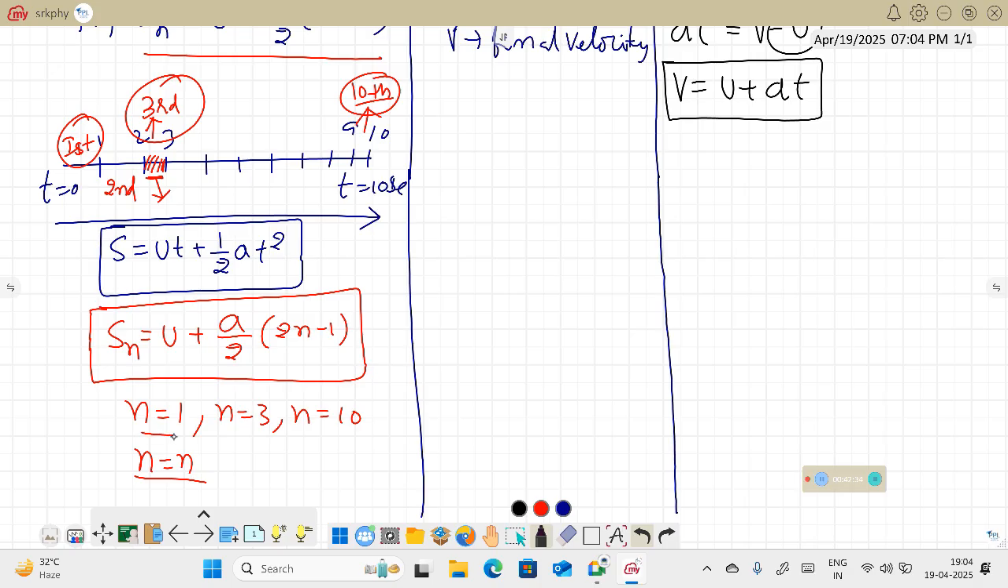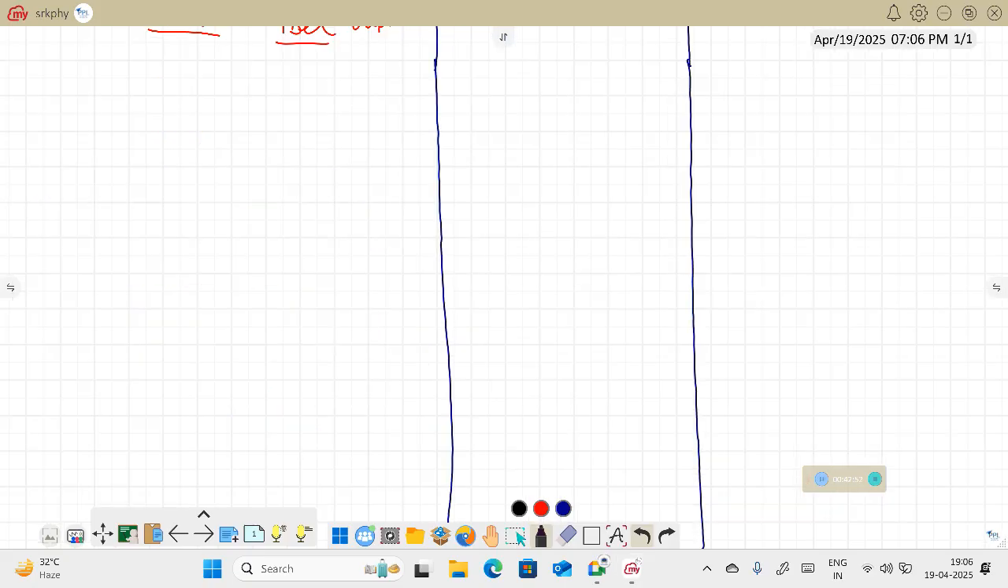And this 1 second, third second, 10 second, n second, that is all only 1 second time. Understanding? Only 1 second distance. This is the distance for only 1 second, and this is the distance for the complete time. So look at one question, how to use it.